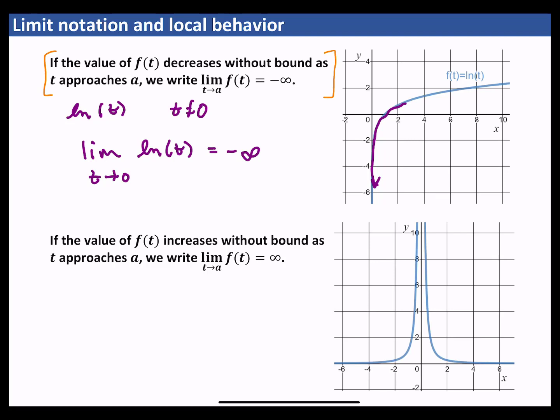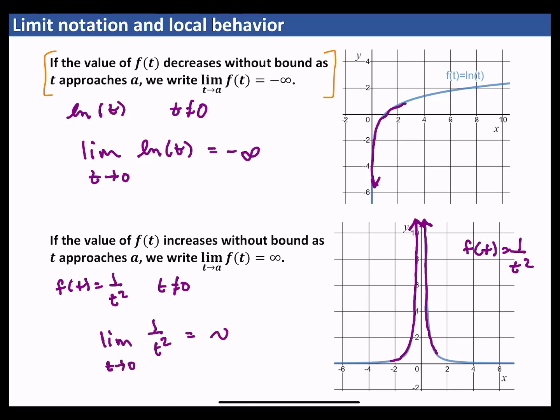Or consider the graph of f of t equals 1 over t squared. We know 1 over t squared is undefined at t equals 0, because that would make the denominator 0, and we observe that as t approaches 0, the outputs of 1 over t squared increase without bound. We can write this in limit notation as the limit of 1 over t squared as t approaches 0 equals infinity. In general, if the value of f of t increases without bound as t approaches a specific value a, then we write the limit of f of t as t approaches a equals infinity.